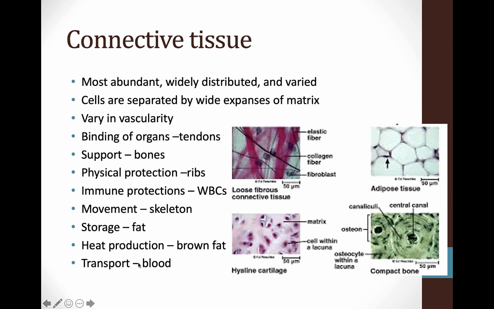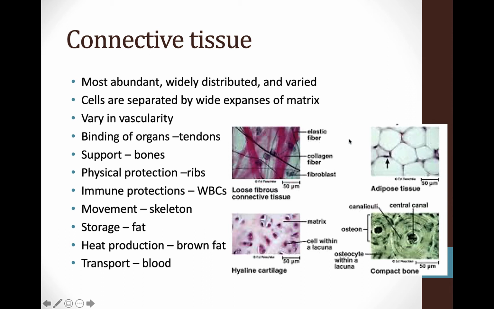And a lot of the functions that they have sound like what their name is, that they connect. So tendons are going to help bind organs together. Bones are going to be there for support, right? Physical structure, protection, like the ribs that kind of cover the internal heart and lungs. Immune protection are white blood cells. Those are connective tissues. Movement, so the skeleton here is going to connect to the muscles, and you can't move if you don't have something to pull against. So you need muscles and a connective tissue like the skeleton in order to move.